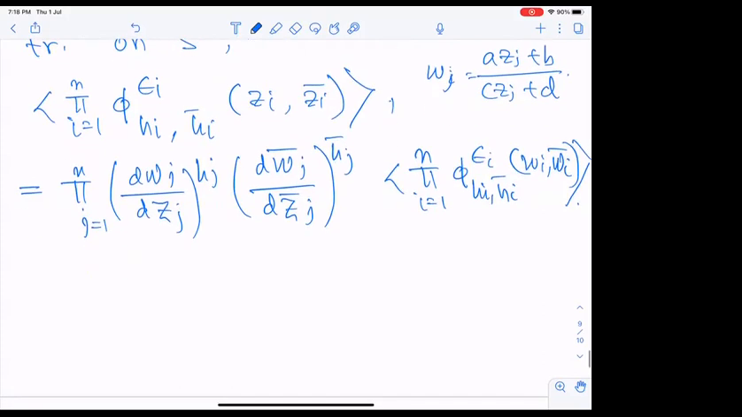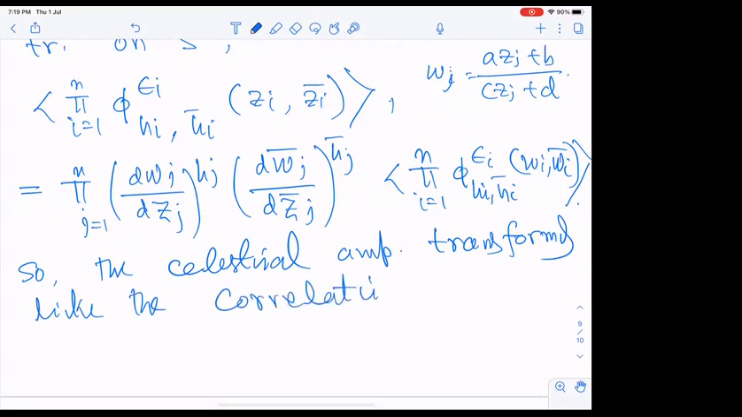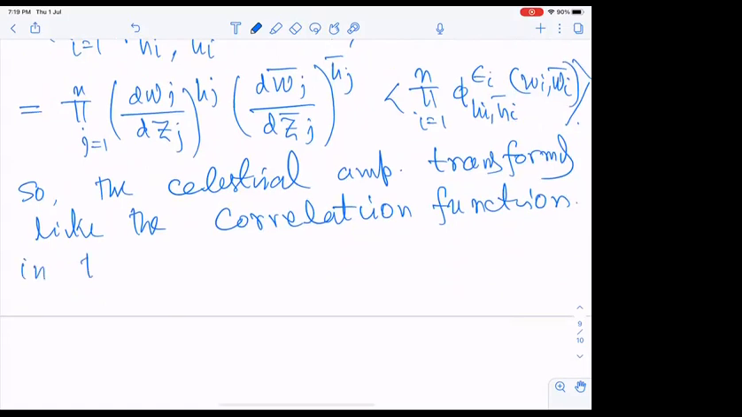Okay, so this is the object. And so this A, this celestial amplitude, transforms like the correlation function in 2D CFT. Okay. So these are the objects that the dual CFT computes.